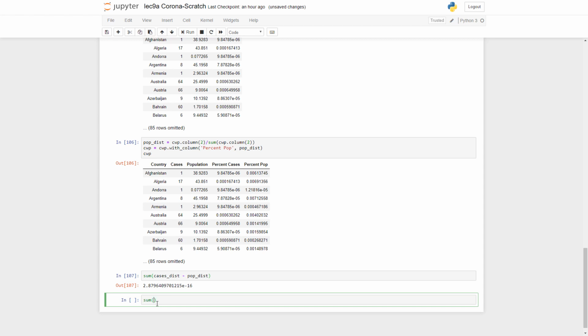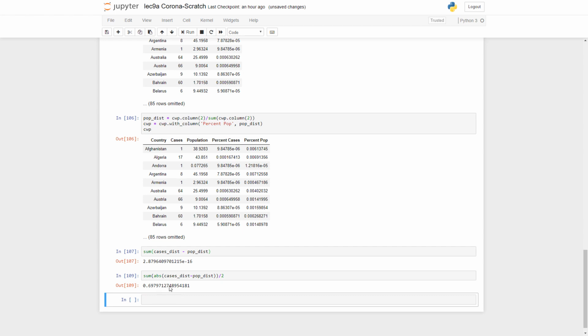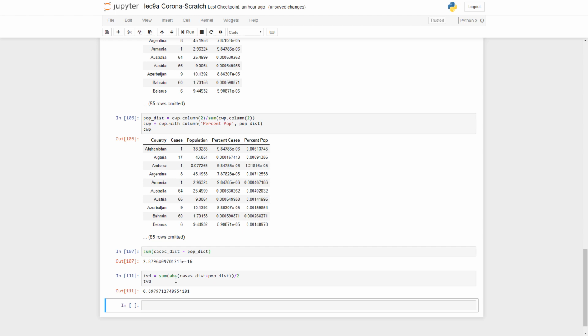But if we sum the same thing, cases distribution minus population distribution, and we take the absolute value and divide by 2, then we will get what we call TVD, or total variation difference. That's the total variation difference between the distribution of the infected cases and the distribution of the population. So this value is 0.69, so it's very close to 0.7.